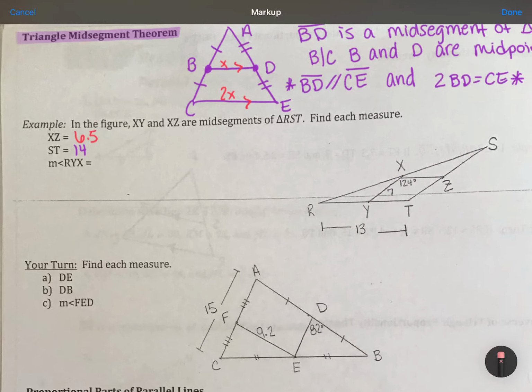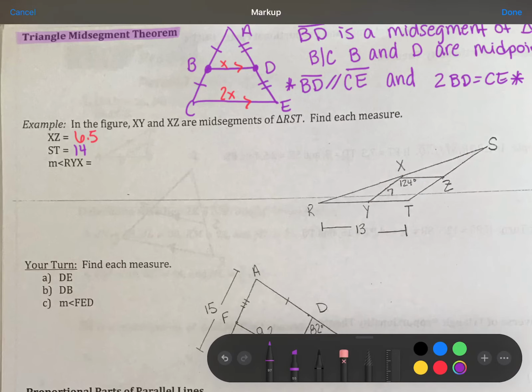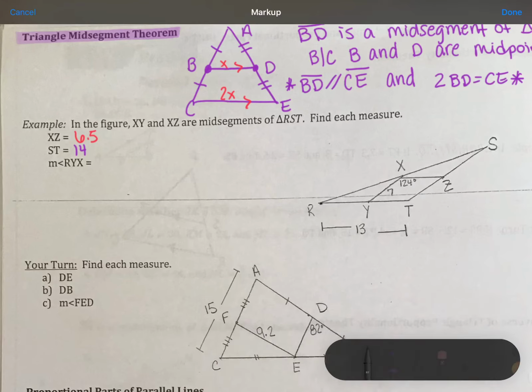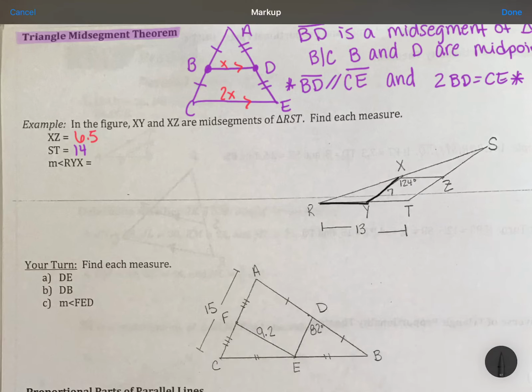All right, now we're looking for the measure of angle RYX. Hello. We're looking for this angle here. Well, if YZ, no, that's not YZ, that's XZ. My letters, it's hard to tell sometimes. All right, so XZ is parallel to RT. And we're looking for this angle RYX, and they've given me this angle 24.